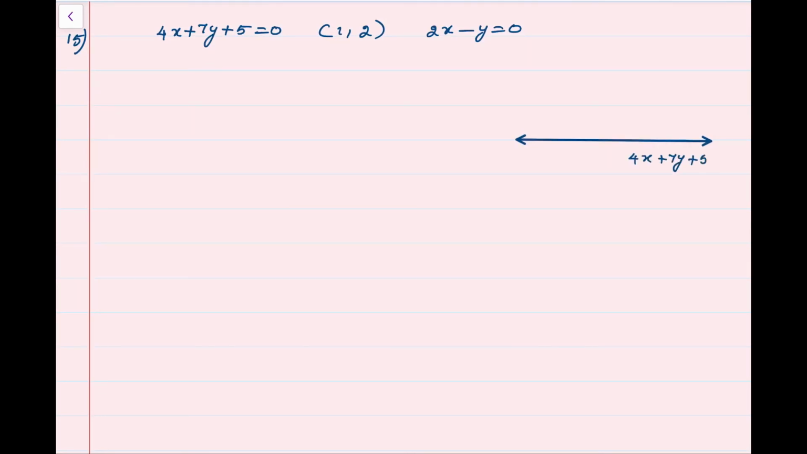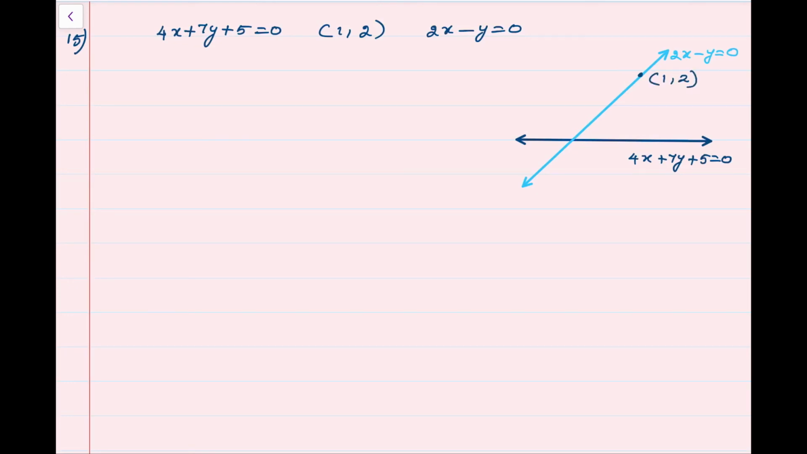Question 15. Find the distance of the line 4x + 7y + 5 = 0 from the point (1, 2) along the line 2x - y = 0. Let this line be 4x + 7y + 5 = 0, and the second line be 2x - y = 0. And this point (1, 2) lies on this line.